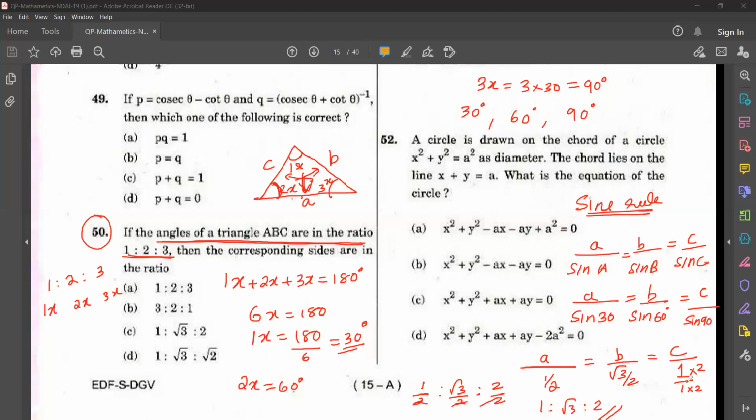Okay, so once you get this, just make it into the same denominator for finding out the ratio. If anybody doesn't know how to find the ratio, this is the method. If you don't know the sine rule, just write down the sine rule also. This is known as the sine rule, the relation between sides and sine of the angles. So here the answer is 1 is to root 3 is to 2, option C.